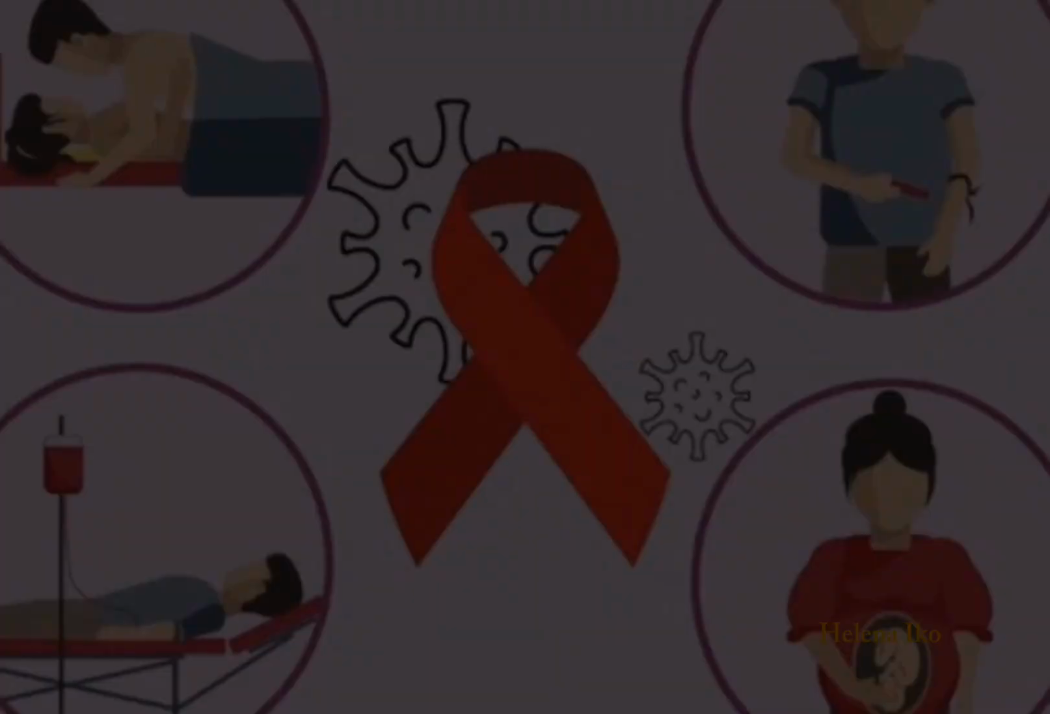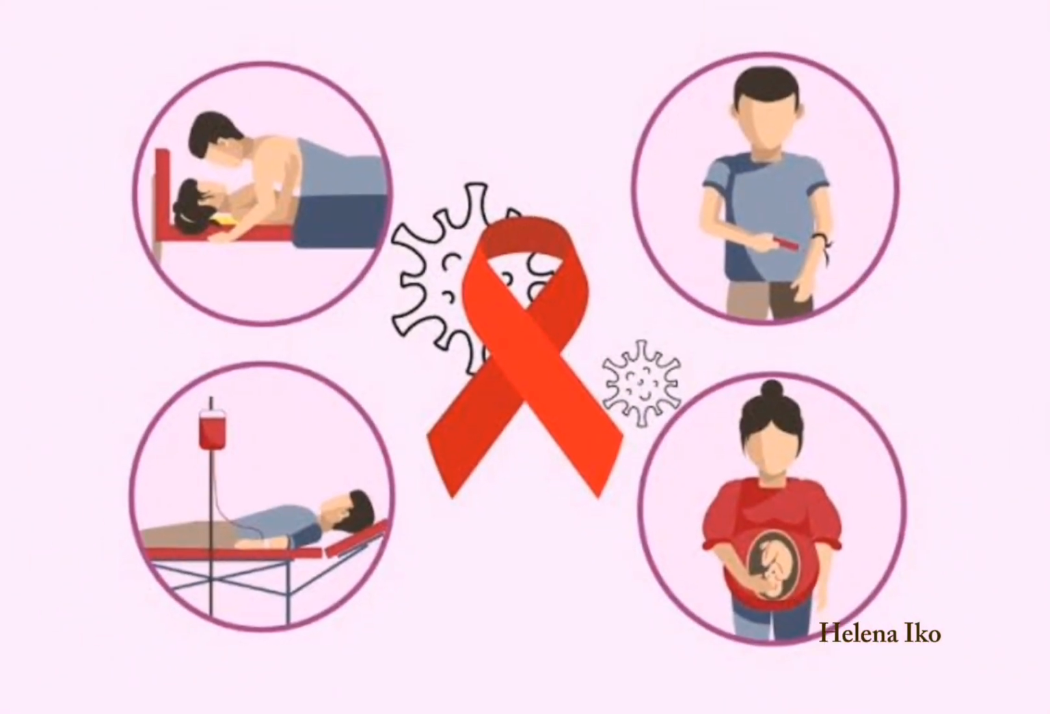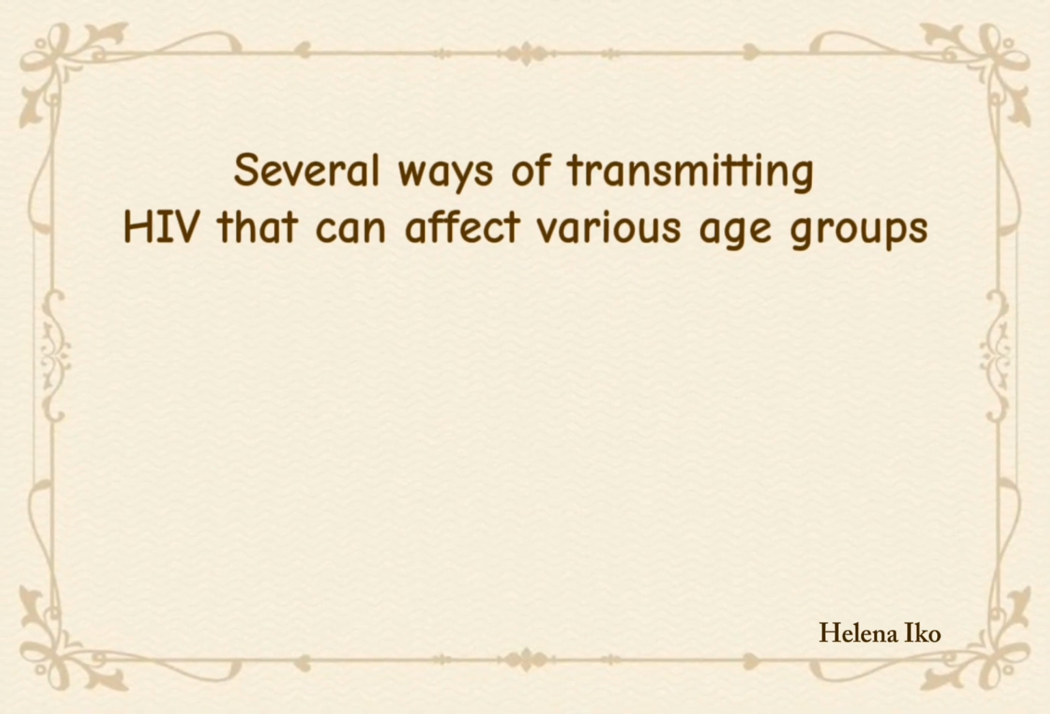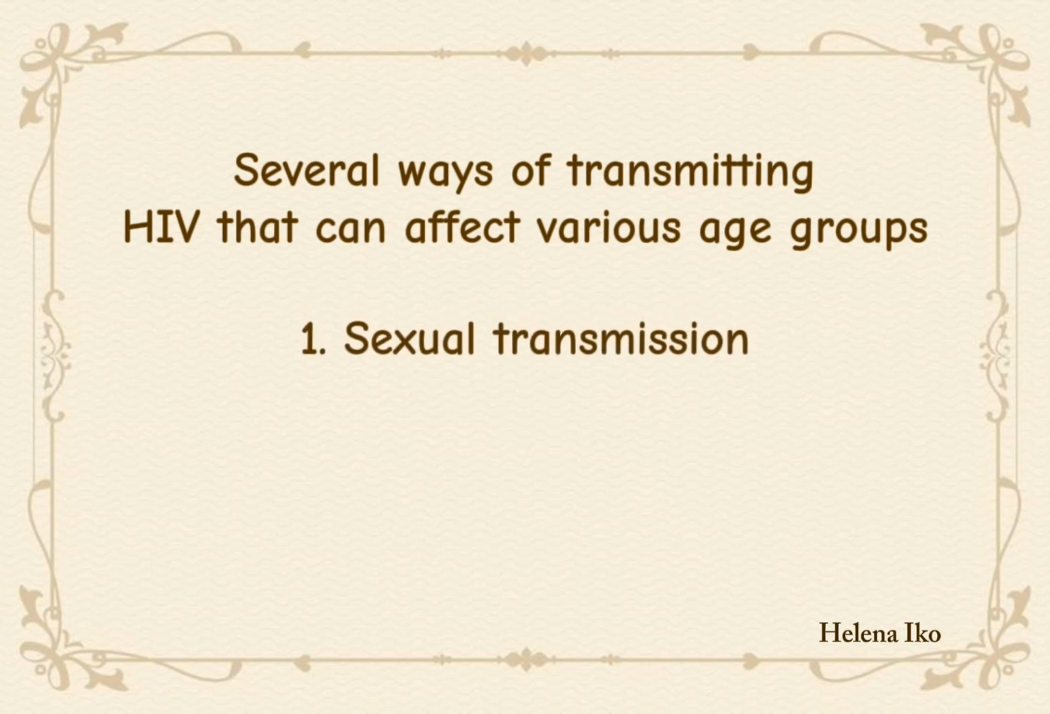HIV can attack anyone, including the elderly and children. No age group is immune to this virus. The following are several ways of transmitting HIV that can affect various age groups. First, sexual transmission. This is the most common mode of transmission among adults.